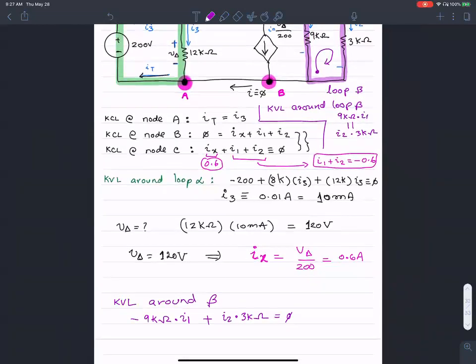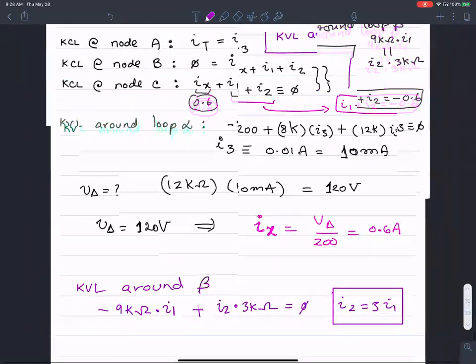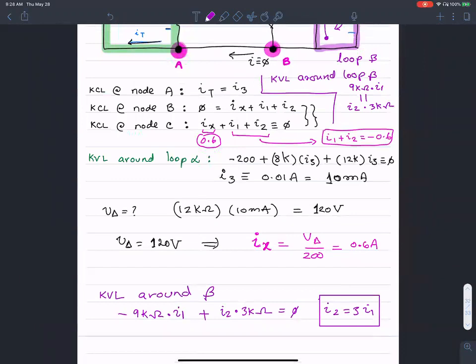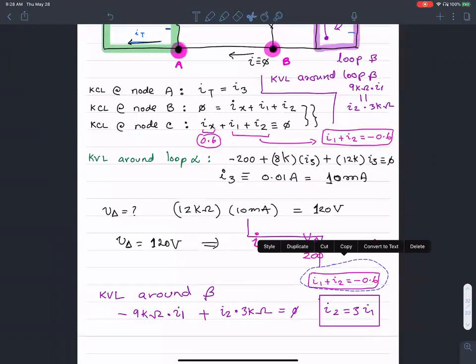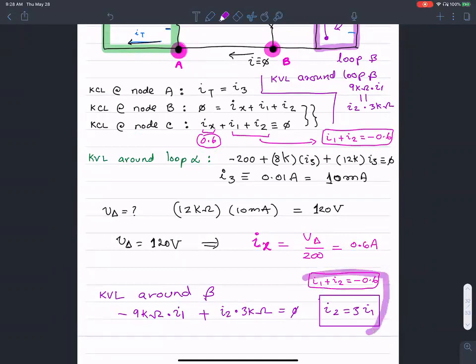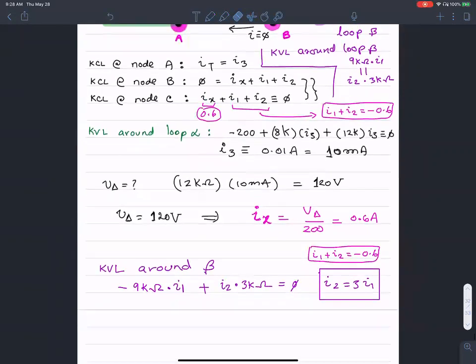So I have I2 to be 3 times I1. That is coming out of this equation here. I2 is 3 times I1. So if I take these two equations, this one and the one below, together, I should be able to solve for I1 and I2.